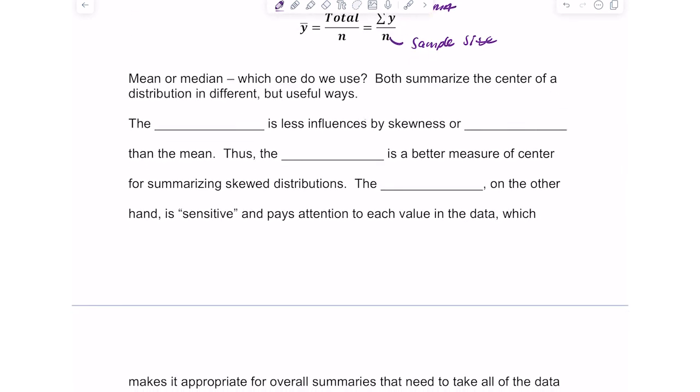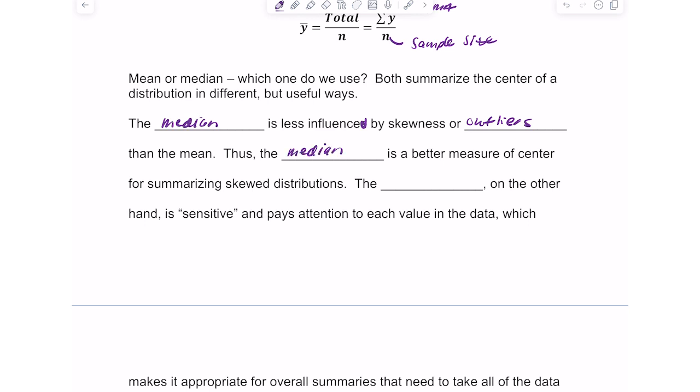But how do we know whether to use the mean or the median? Both summarize the center of a distribution, but in different but useful ways, okay? So the median, remember, is less influenced by skewness or outliers than the mean. So therefore, the median is better as a measure of center for summarizing skewed distributions.